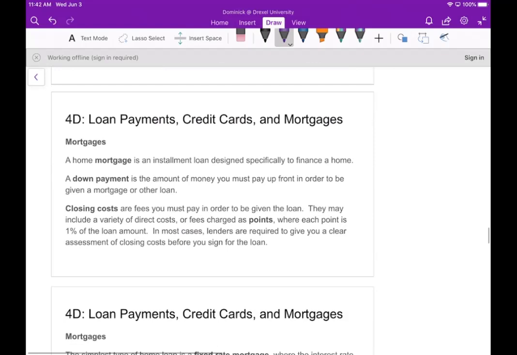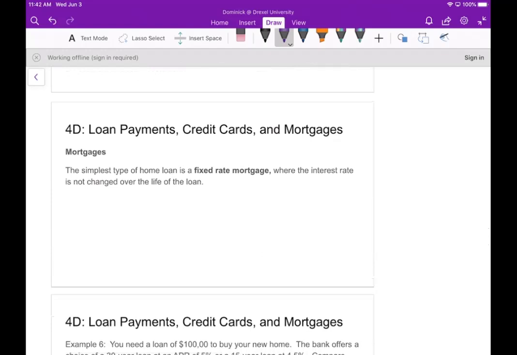Now, a home mortgage is an installment loan designed specifically to finance a home. A down payment is the amount of money that you have to pay up front in order to be given the mortgage. And the closing costs you can think of as just additional fees that you would have to pay.